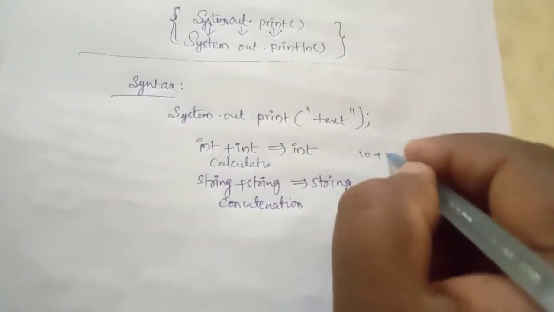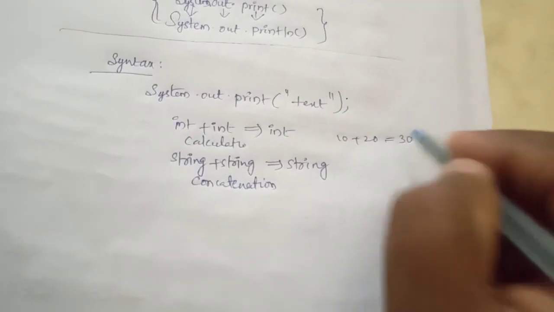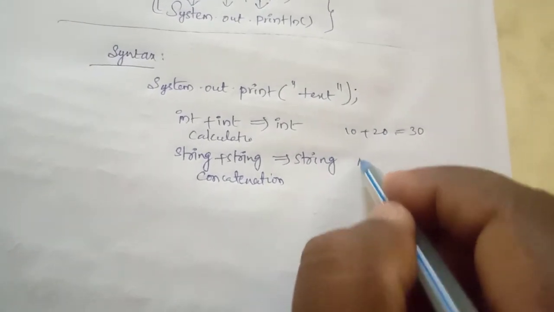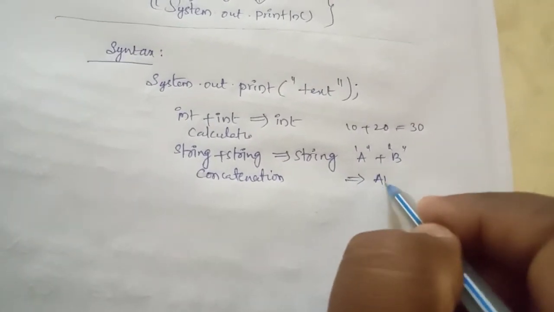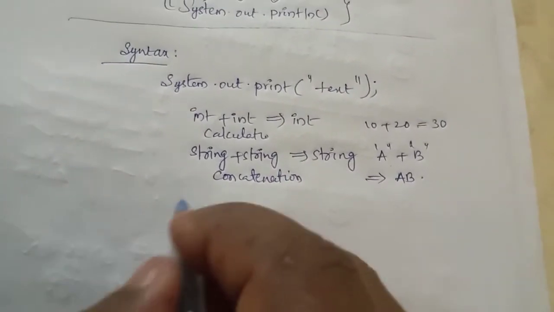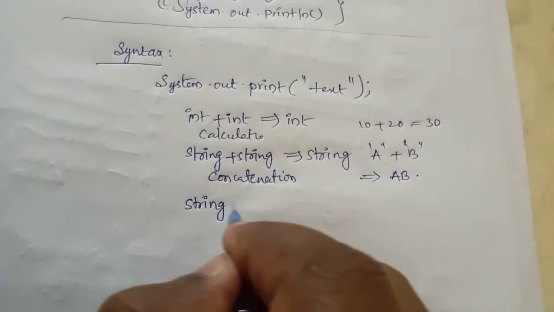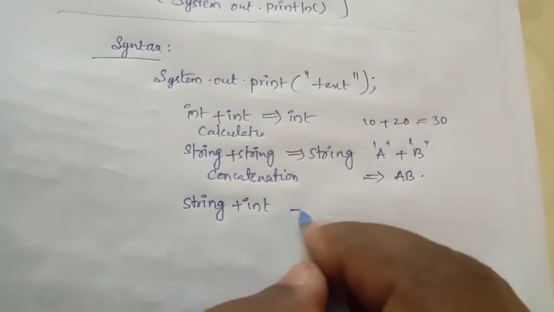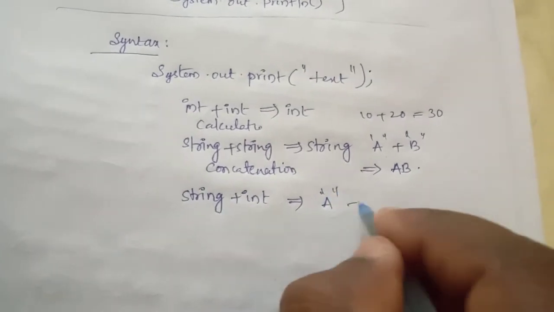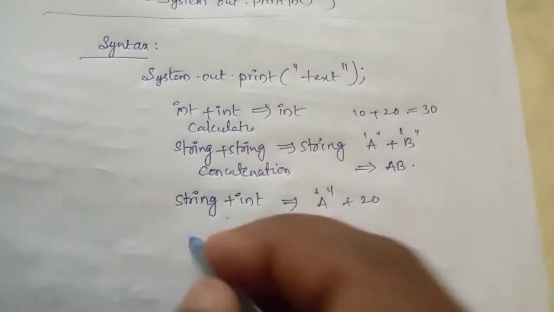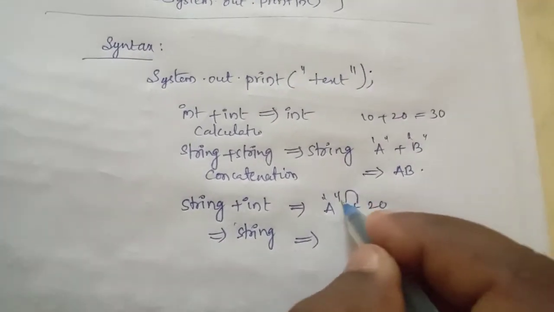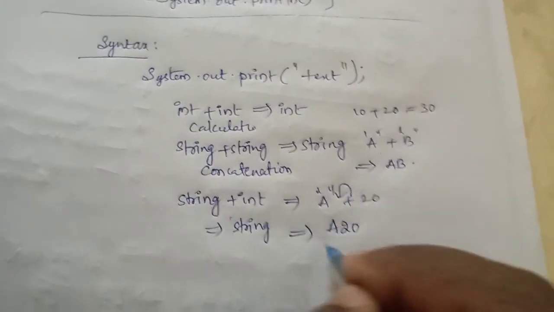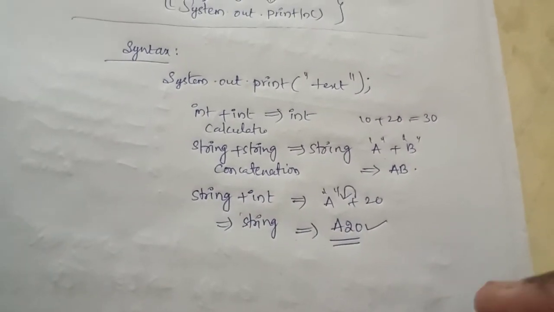For example, 10 plus 20, you will get the calculation, that is 30. In the second situation, A is the first string and B is the second string, so you will get concatenation, that is AB. And one more I am writing, string plus integer. So what will you get? For example, A is there and 20 is there. String plus integer is always string in Java, so concatenation will be done, that is combination. A20 is the answer you will get. Why I am telling this is so that you will know it very easily.